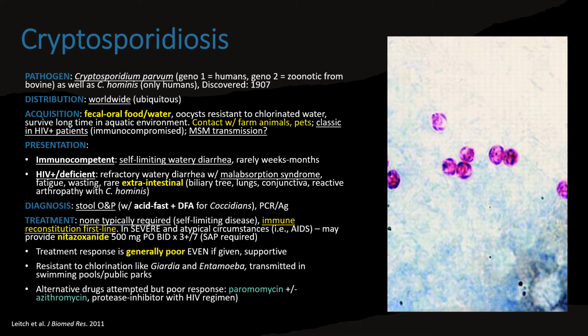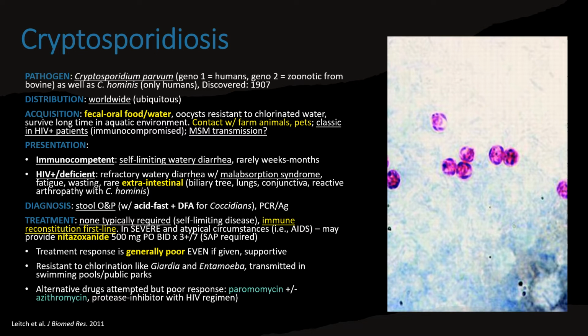Cryptosporidiosis is caused by the coccidian protozoa Cryptosporidium parvum, which has two genotypes that infect humans. Genotype 2 in particular can be a bovine zoonosis. Cryptosporidium is found worldwide and is predominantly acquired from fecal oral food or water ingestion from contaminated water supplies, specifically when not boiled or iodinated, so probably happens in developing countries more commonly than developed countries. Cryptosporidium can survive for long periods in the aquatic environment, so look for contaminated water exposure in your history taking.